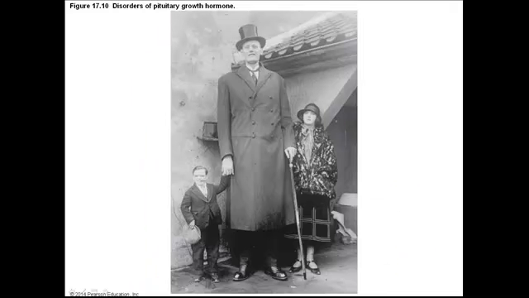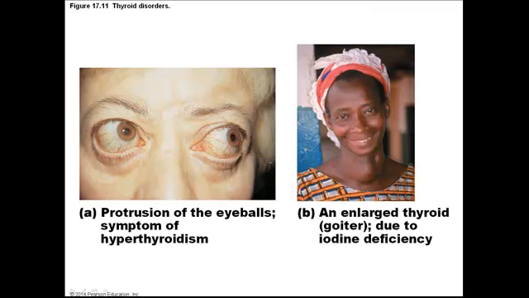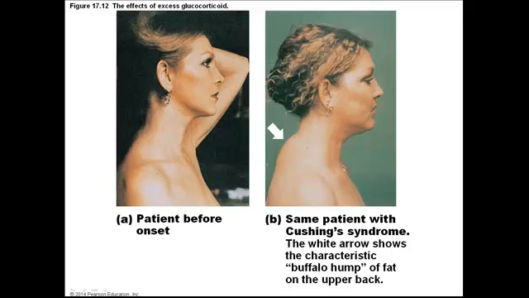And pituitary disorders, gigantism and dwarfism. Thyroid disorders, you can have protrusion of the eyeballs, hyperthyroidism, or enlarged thyroid. That's a goiter. Excess glucocorticoids. Goodness. You get this Dowager's hump, they call it, or this is Cushing syndrome. This is normal. Buffalo hump, whatever.